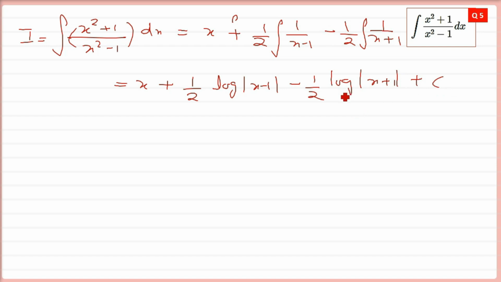We can combine the second term and the third term after taking half outside. I told you that x plus 2 into I1 is the final result. So we already have a 2.